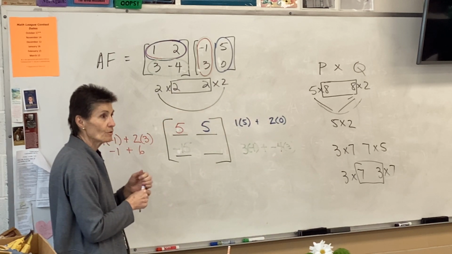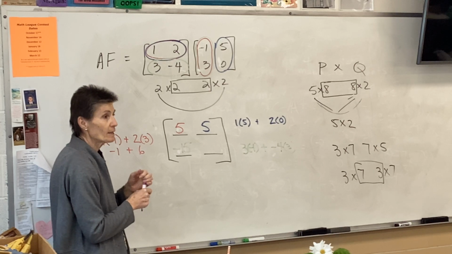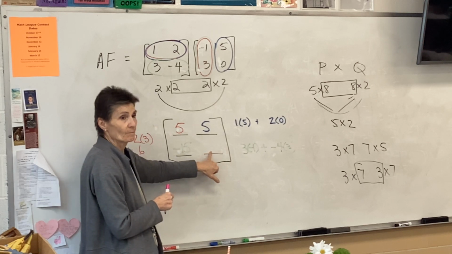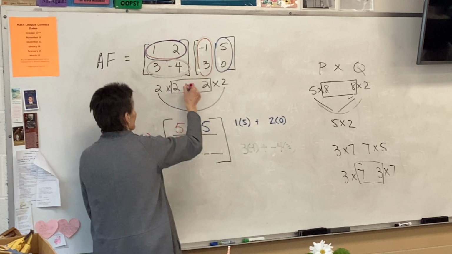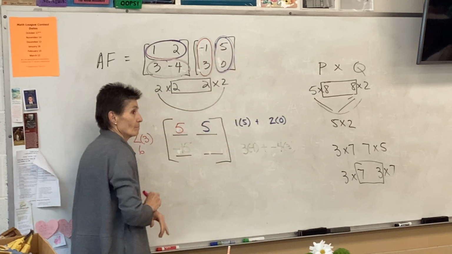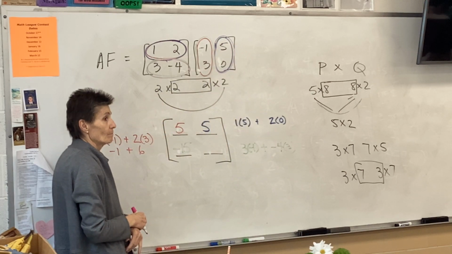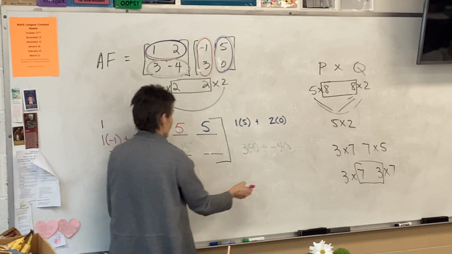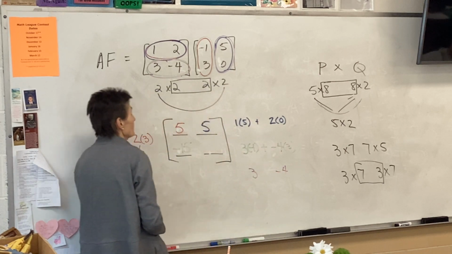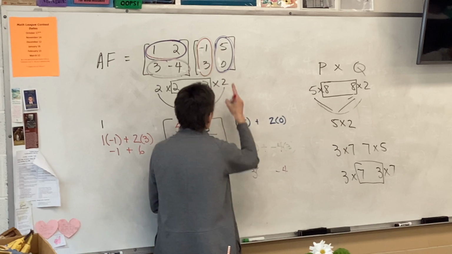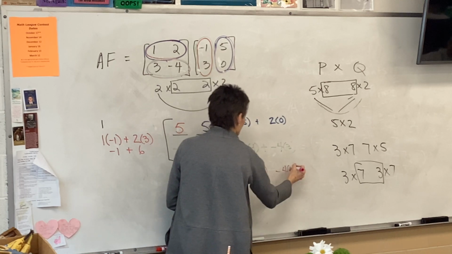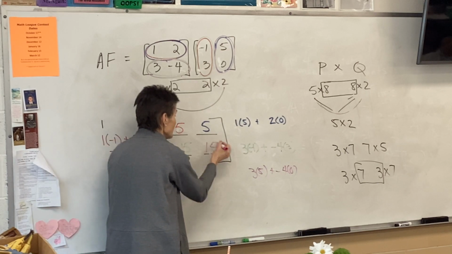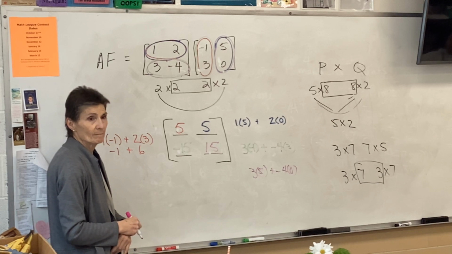Hey, can you do the last one on your own? Yeah, you can. What do you multiply? What are we trying to fill right here? What's this? Row 2, column 2. So write down the numbers in row 2, 3, -4, and then column 2. And I got a 15. Did you get a 15?